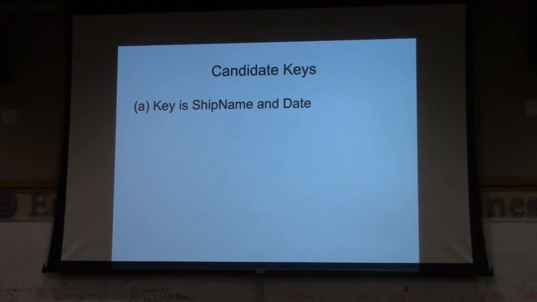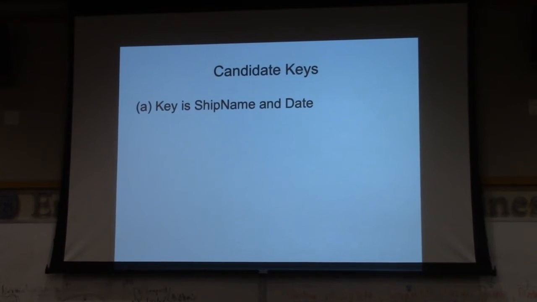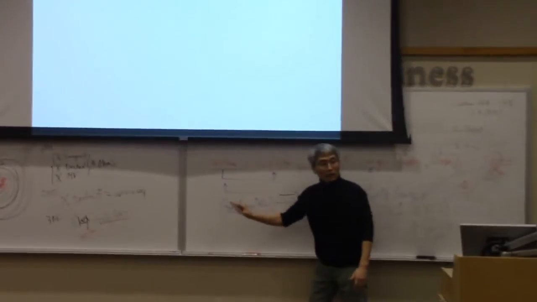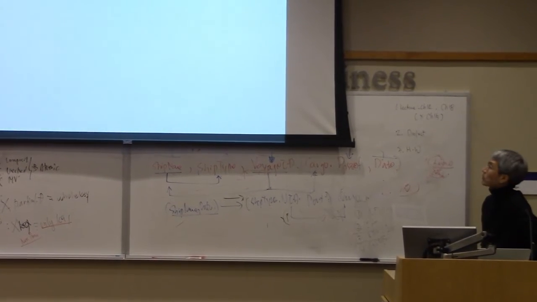The next one: is it in the first normal form? Yes, there's no composite, no nested, and no multivalued attributes. So all of them are atomic. So it is first normal form. What about the second normal form? Definitely, ship name determines only ship type. It's a part of the key. So it's not in the second normal form. So what will be the solution?